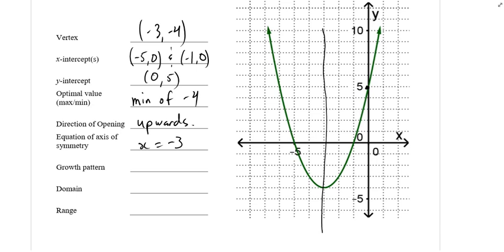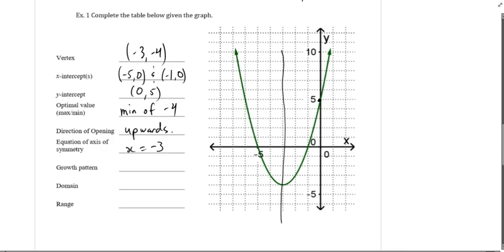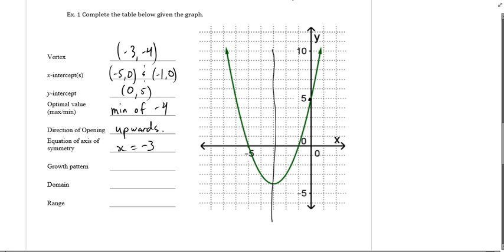Growth pattern. Okay, so this is where we haven't even talked about the equation of these graphs yet. But what we're going to do is the growth pattern starts at the vertex. And first we go over 1. And how many do I go up? 1. Then I go back to the vertex and I go over 2. And I go up 1, 2, 3, 4.